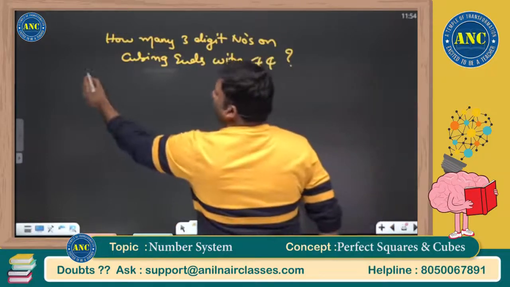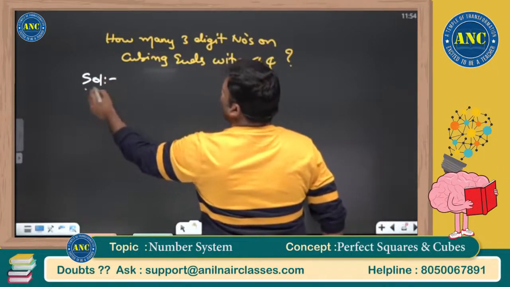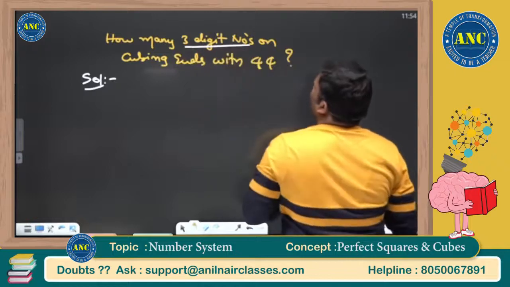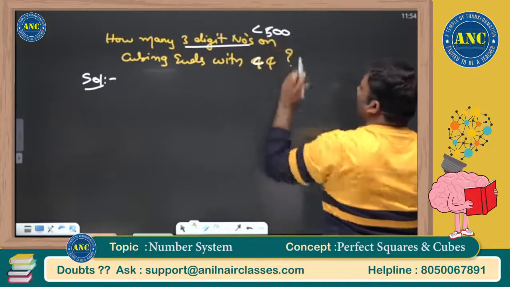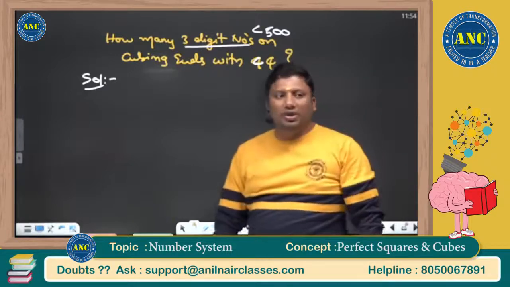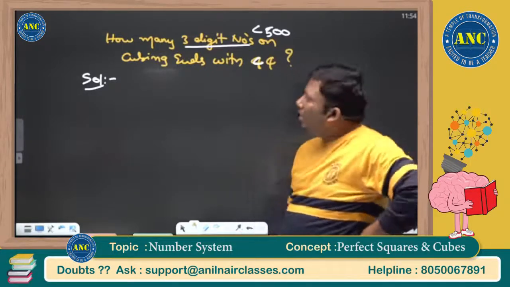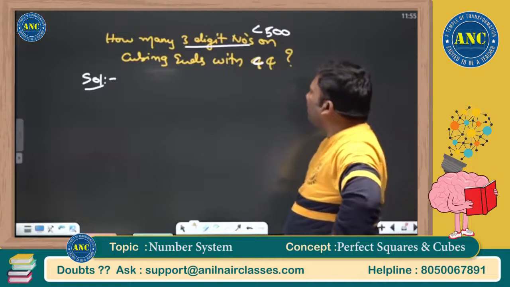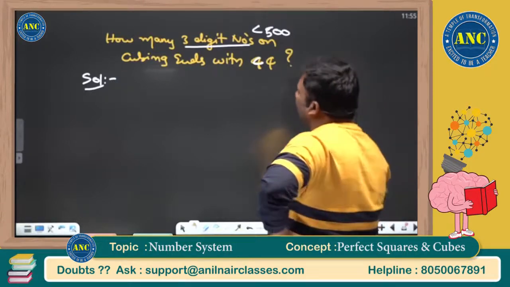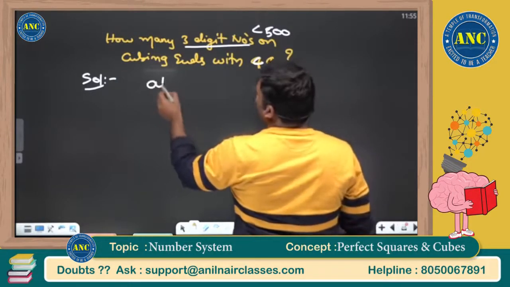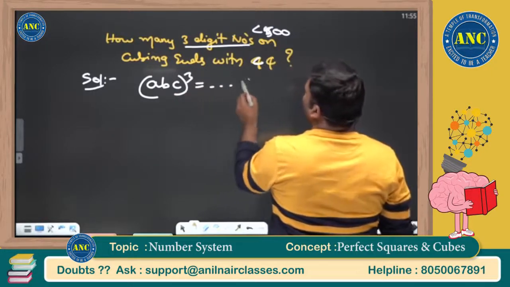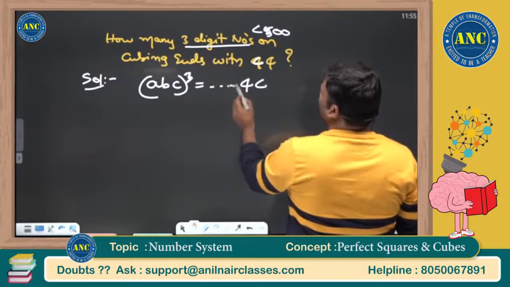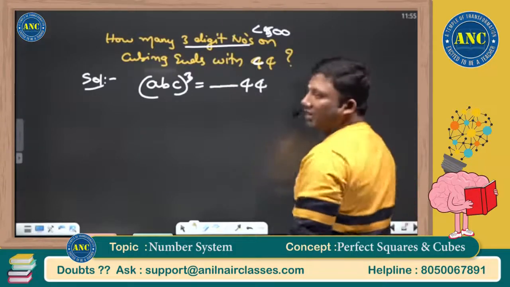Step number one. It is a three-digit number. Let me take three-digit numbers less than 500. Why take the same question? How many three-digit numbers less than 500 on cubing end with 44? It is a three-digit number, ABC whole cube. It is ending with 44.